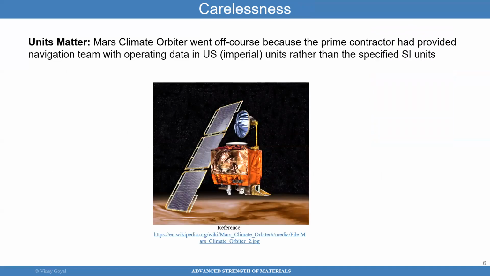One example here of carelessness is that units do matter. As an example, the Mars Climate Orbiter went off course because a prime contractor had provided the navigation team with operating data in the US units rather than the SI units. And this is an error that occurs quite often. Unit error is an error that needs to be addressed carefully through a peer review process, particularly when there are multiple areas of expertise interacting with each other.